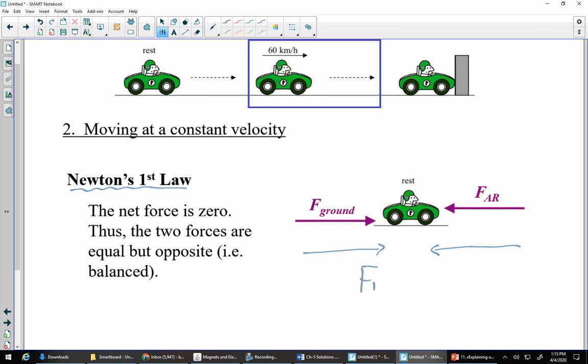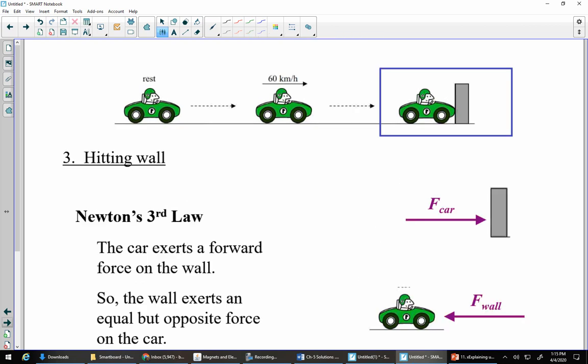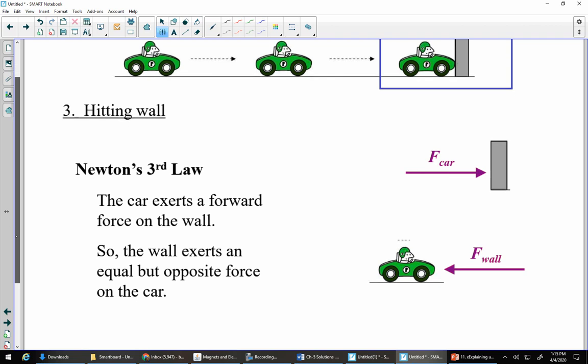Those cancel out, and those give me a net force of 0. So again, we're explaining this particular situation using Newton's laws. And then finally, the car hits the wall.